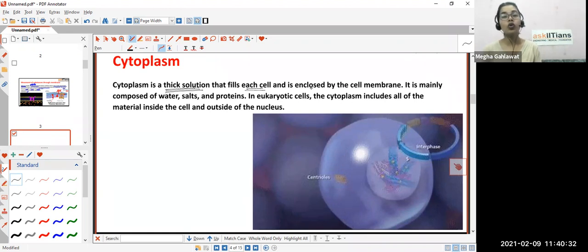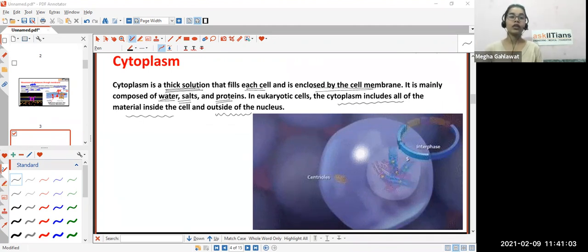It is enclosed by the cell membrane, right? And it is mainly composed of water, salt, and proteins, just what we discussed. In the eukaryotic cell, remember when I told you about prokaryotic and eukaryotic cells? In eukaryotic cells, the cytoplasm includes all the materials inside the cell and outside the nucleus. Now let me tell you exactly the role of the cytoplasm, which is what we'll be discussing first.